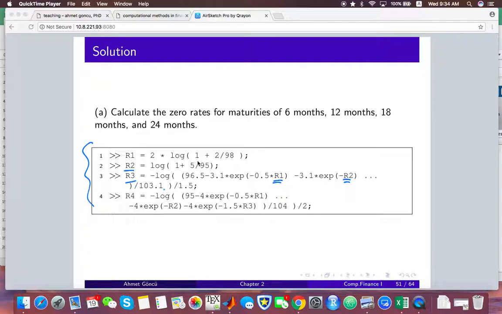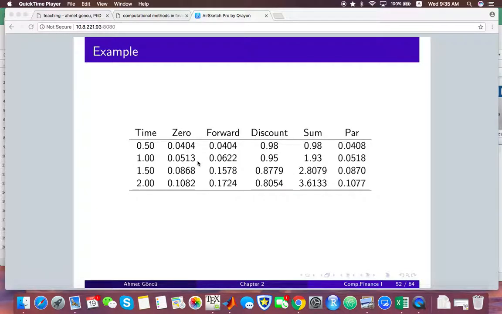So you can do a similar operation. Once you get R3, you can use R3 in the next zero rate, which is going to be for the 2-year. And if we do these calculations, the zero rates are obtained here. You can verify these calculations by yourself as well.